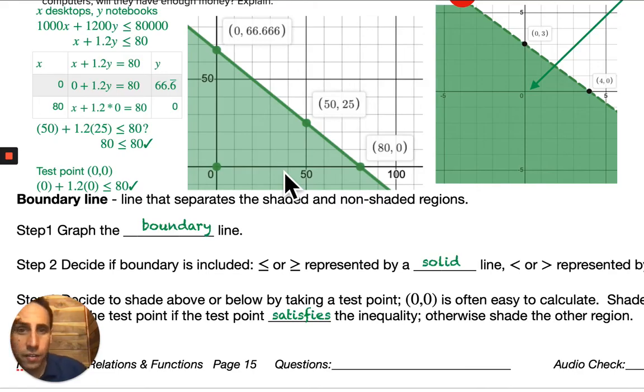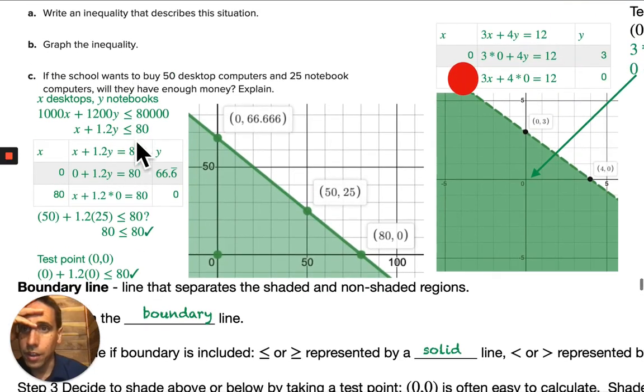And if you want to know which side of these you can test, what you really should do, technically, is get a test point. And often the easiest test point is 0, 0. Get a test point that's not on the boundary. So 0, 0 is not on the boundary line. We plug in 0, 0, and yes, it does satisfy the inequality.